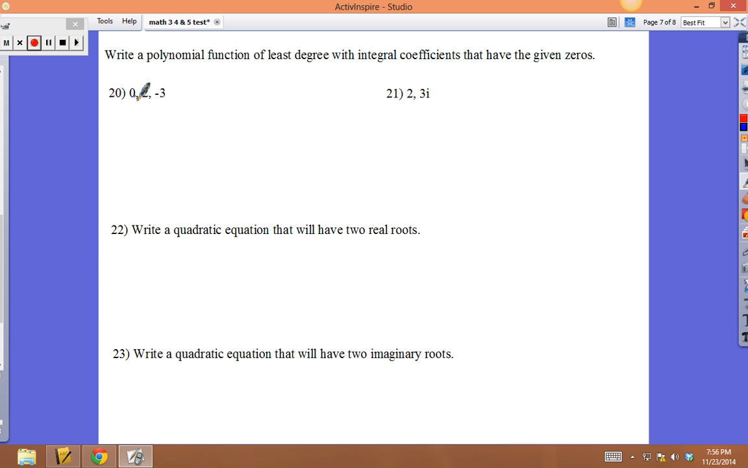Let's go backwards. I give you the roots. The roots are 0, 2, and negative 3. So x minus 0, that's the same thing as x, so I'm not even going to write anything. If your root is 2, then the polynomial needs to be x minus 2, because that's what you plug in to get 0. And if your root's a minus 3, it's going to be x plus 3.